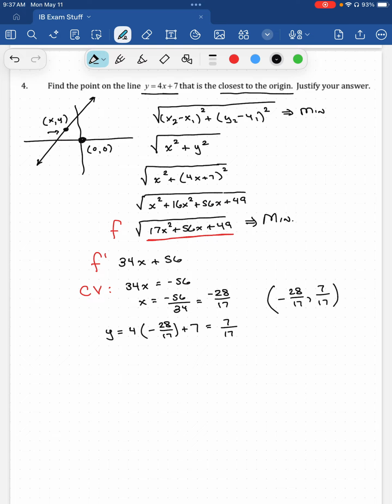Now all we need to do is justify this. And to justify this, we're going to take the second derivative. Our second derivative is really easy here. Our second derivative is just 34, which is always greater than 0, meaning it is concave up, which means we have found the minimum. So our answer to this problem is that coordinate.